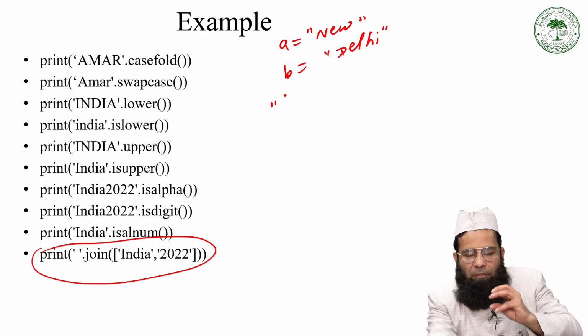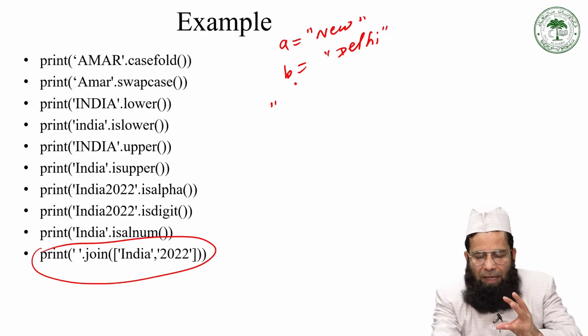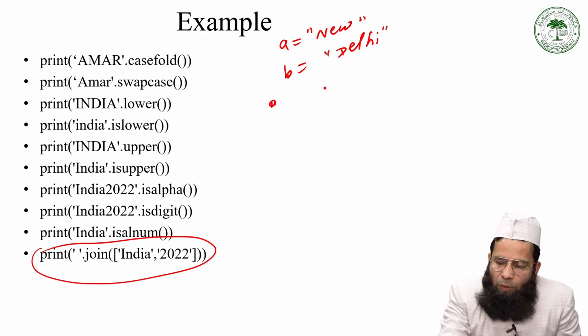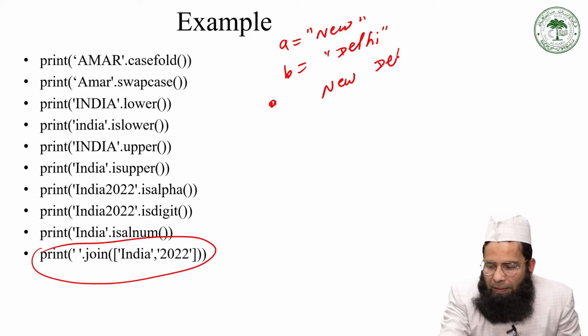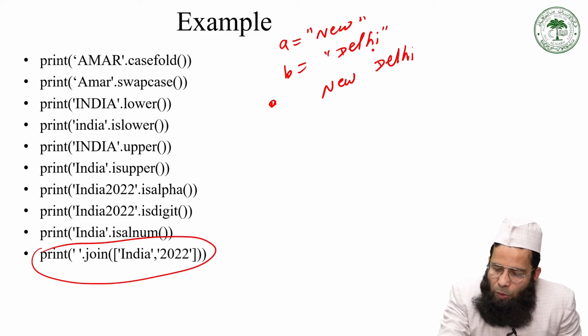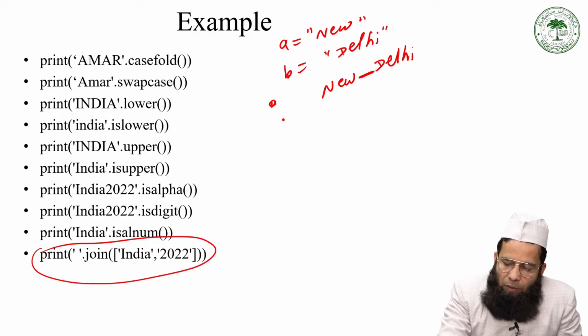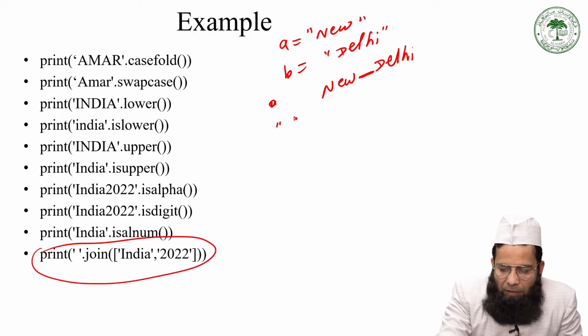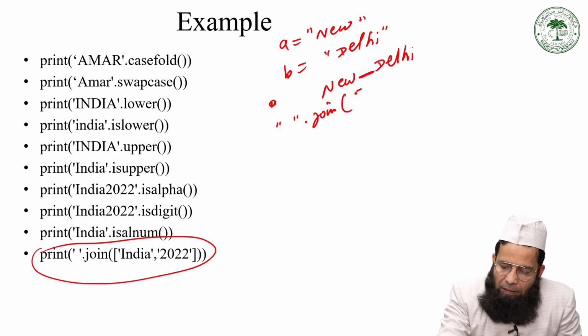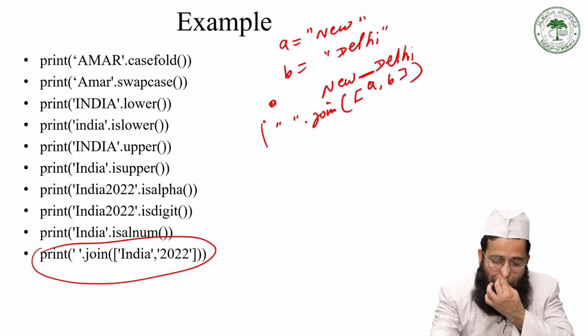I'm joining these two strings with a space actually. So the target is to have this string: New, then one space, and then Delhi. So I'm joining these two words using the space value. There should be a single space here. So I would write this space, then join, and then A comma B. So in this way I can join the strings.